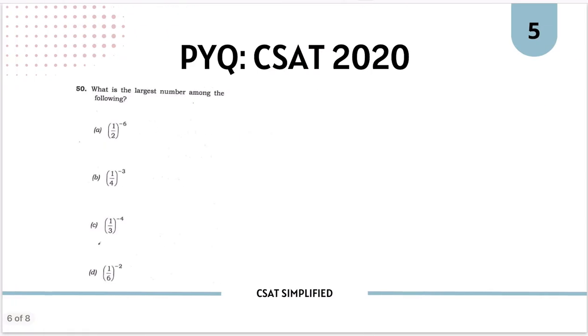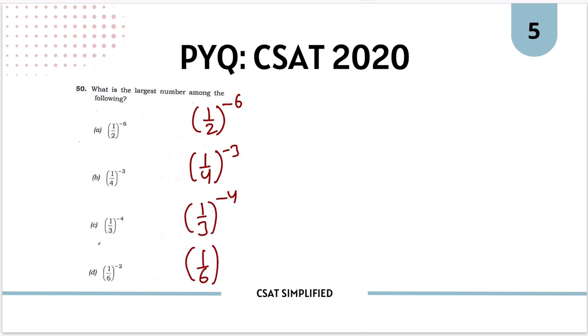This part is clear. Now, coming to the last slide, this is the question they have asked in CSAT 2020. They are asking which one is the largest number. So I'm just going to write it for you. 1 by 2 raised to power minus 6, 1 by 4 raised to power minus 3, 1 by 3 raised to power minus 4, and 1 by 6 raised to power minus 2. Correct? So how do we solve it?